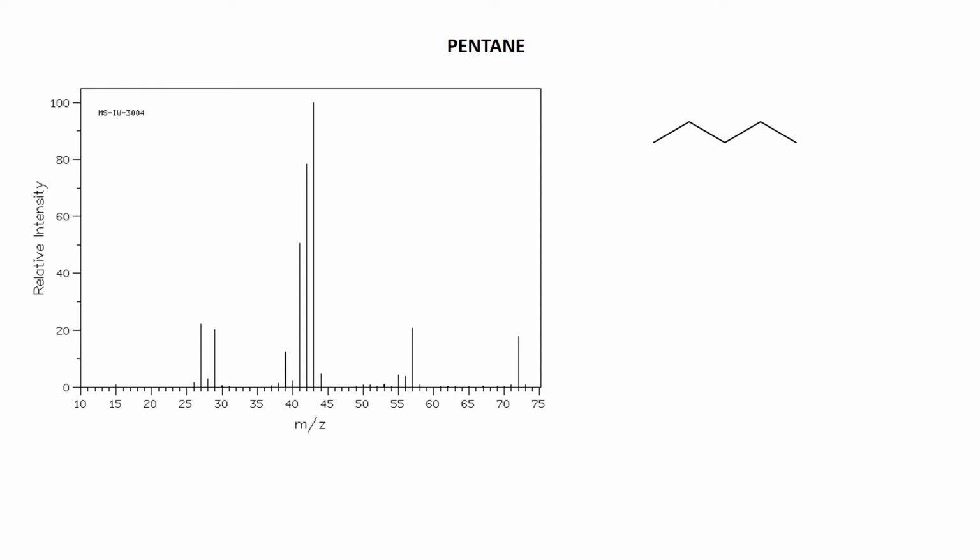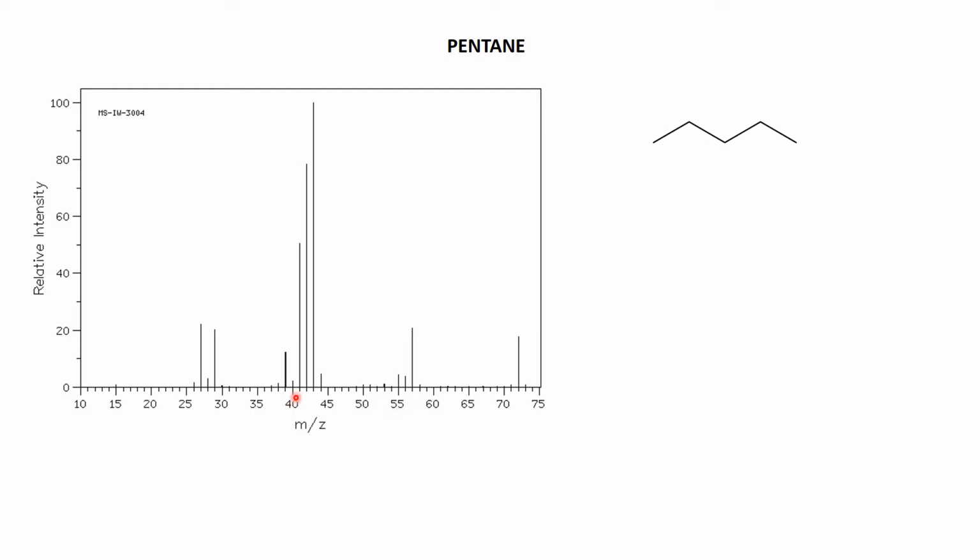Now the things to look for, first of all, along the horizontal axis, there again is M over Z, and we always assume that Z is +1, and so what we're looking at here are the masses of the fragments. So we've got some fragments at 27, some at 29. Go up here, there's a fragment at 72, another one at 57, and so forth.